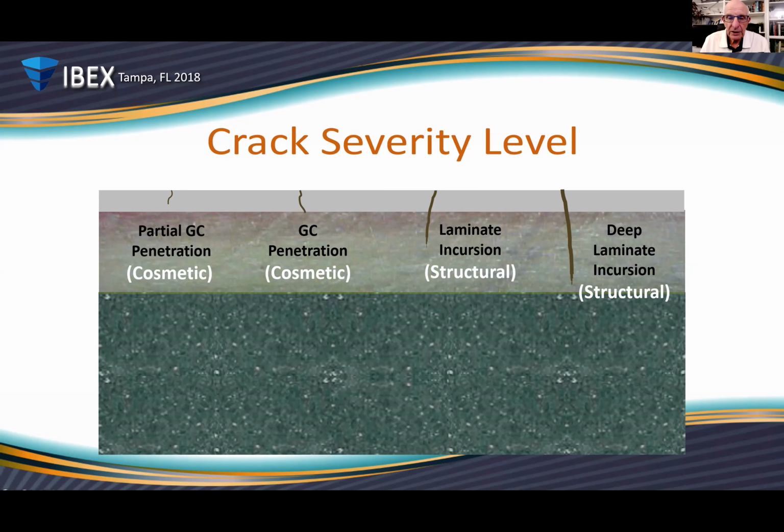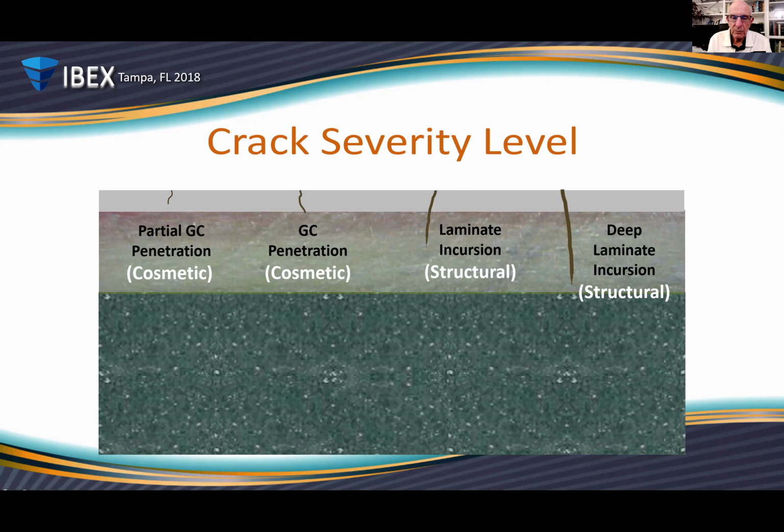Now, one of the hallmarks of these types of cracks, as you can see in the illustration, is as the cracks become deeper, they also become wider. So if you're looking at partial gel coat penetration, it's just a very, very tiny hairline crack. Gel coat penetration is going to be a little bit wider. If the crack is wide enough that you can catch it with your fingernail, it's probably into the laminate. Not always, but most likely into the laminate. And if the crack is wide enough that you could, say, take the blade of a razor knife and stick the tip in it, it's more than likely pretty deep in the laminate.